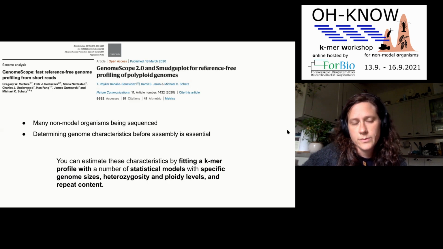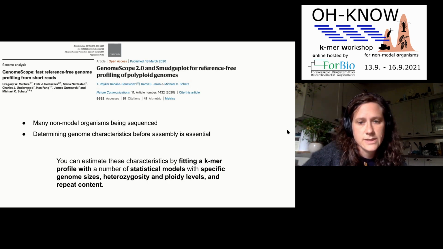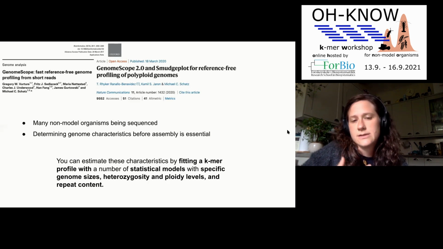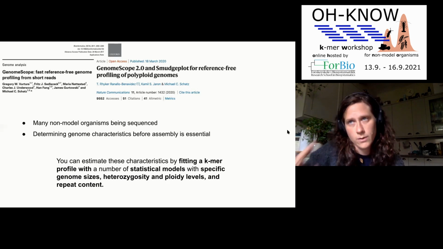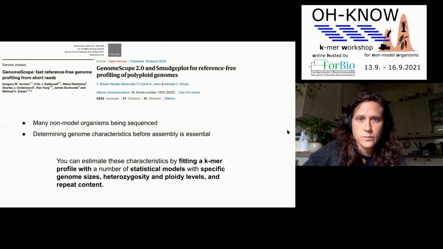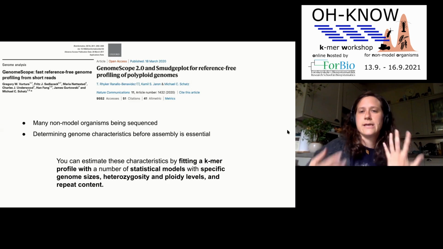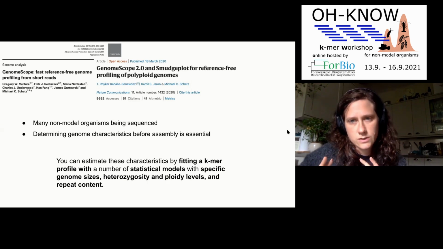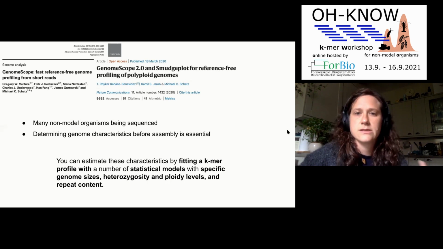So what the GenomeScope designers did was basically design a bunch of statistical models for genomes with specific genome sizes, heterozygosity, haploidy levels, and repeat content. And the basis of GenomeScope is you upload your Kmer spectra. You generated a histogram file just now. So you use that histogram file, and GenomeScope will try to fit it into one of these many different possible models, and will tell you how close your data set is to a specific model that has a specific heterozygosity level, a specific repeat content, and a specific genome size.